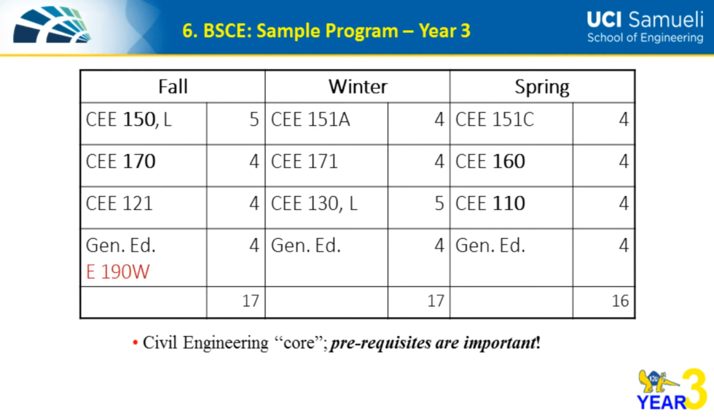The Year 3 sample program represents the core of the civil engineering curriculum. During this year, students complete a year of structural engineering courses, 150, 151A, and 151B, a year of water and environmental engineering courses, 170, 171, and 160, and required courses in transportation, 121, soil mechanics, 130, and 1 course in project management and engineering economics, 110.